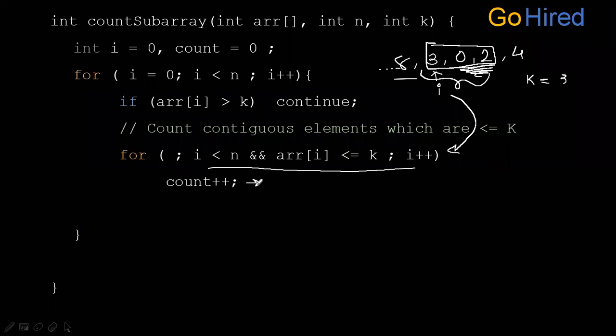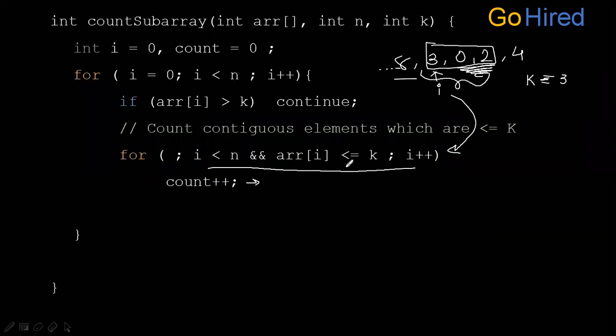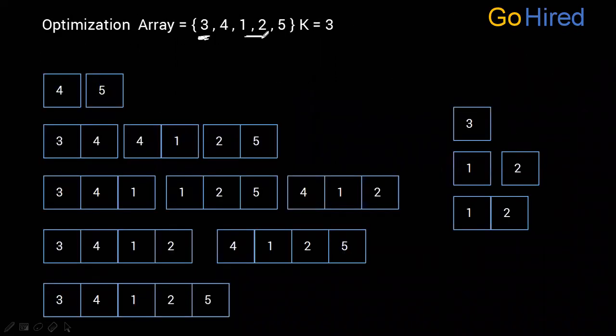Yes. So what will happen in this example, which I have taken over here? In this case, we will take the count equal to 1. And then over here, again, we will increment the count to 2. So the count will be 3. Again, we are making the mistake.